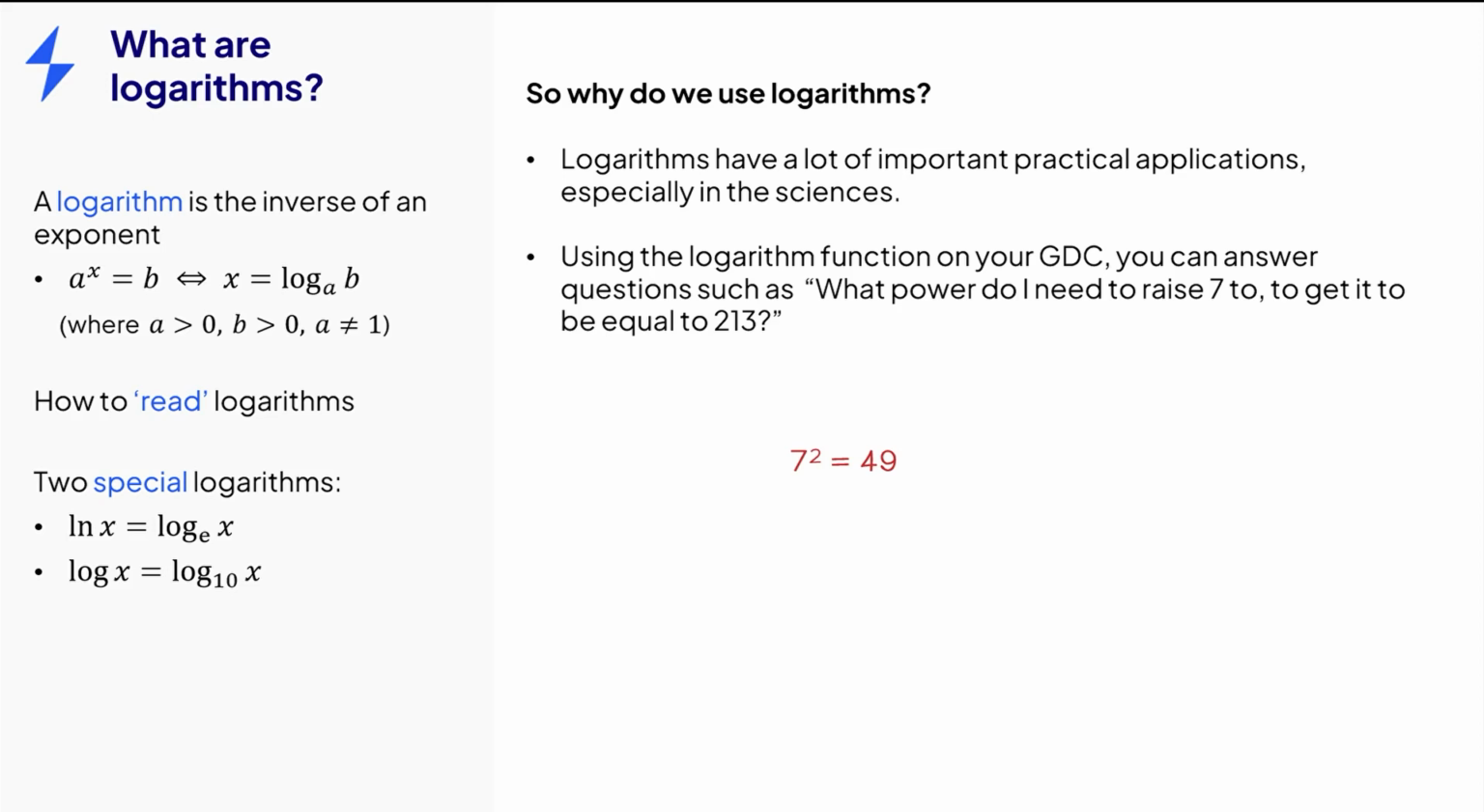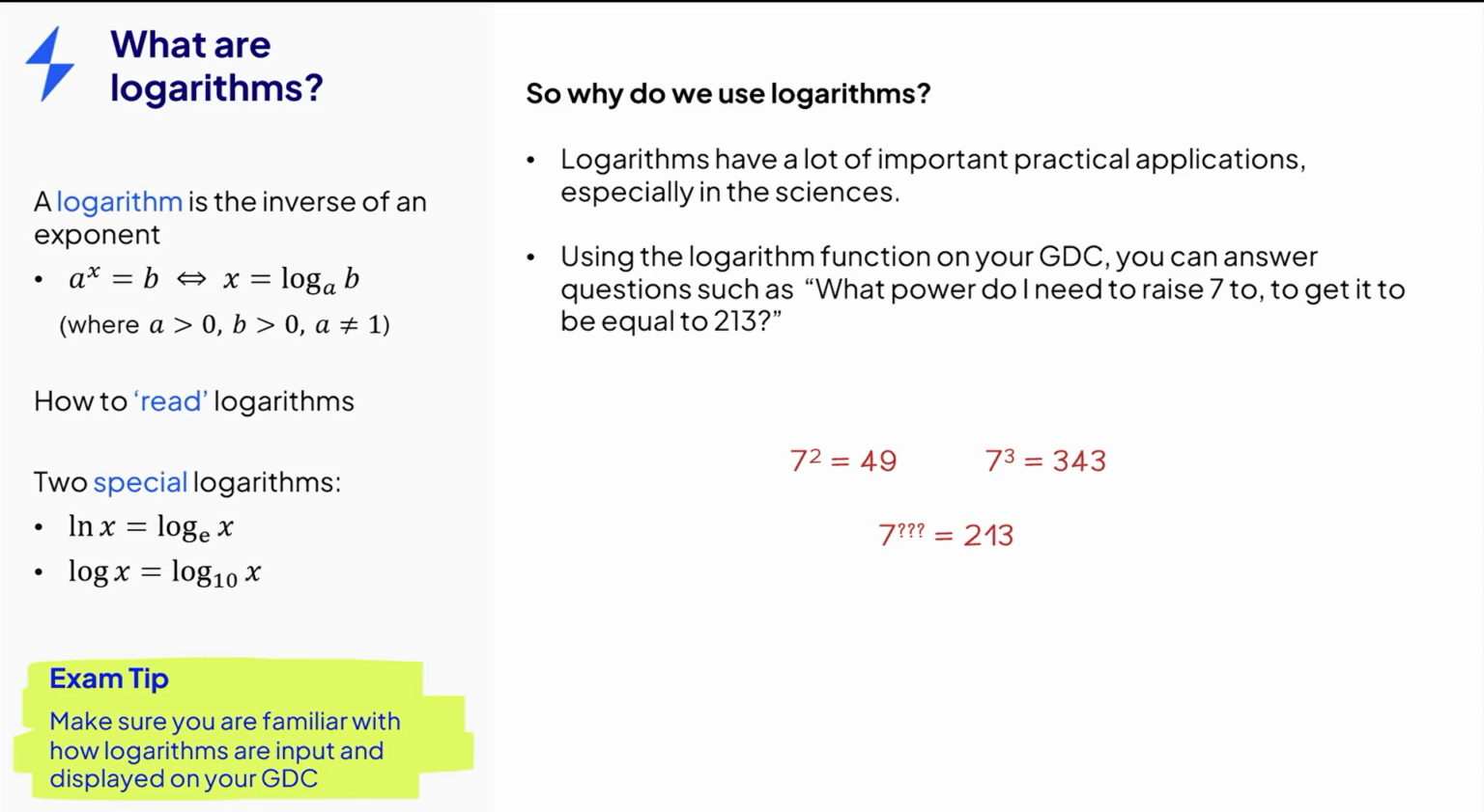Now, 7 squared is equal to 49. 7 cubed is equal to 343. So somewhere between 2 and 3, we expect there to be a number, and if we raise 7 to that power, it'll be equal to 213. And also here, the fact that many of these questions will get answered in your GDC means that you need to make sure you're familiar with how logarithms are input and displayed on your GDC.